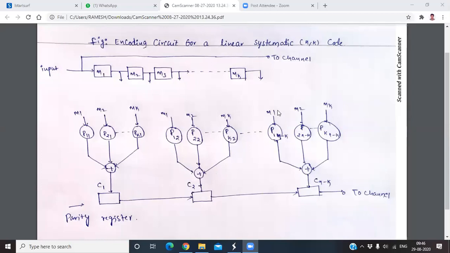And similarly C(n-k): M1 P1(n-k) XOR M2 P2(n-k) XOR up to MK PK(n-k). XOR operation gives C(n-k). Now clear about this encoding circuit for a linear systematic (n,k) code. Don't think that every time the question is only for (7,4), (8,4), (15,7) like that. Sometimes directly you have to draw the encoding circuit for a linear systematic (n,k) block code.